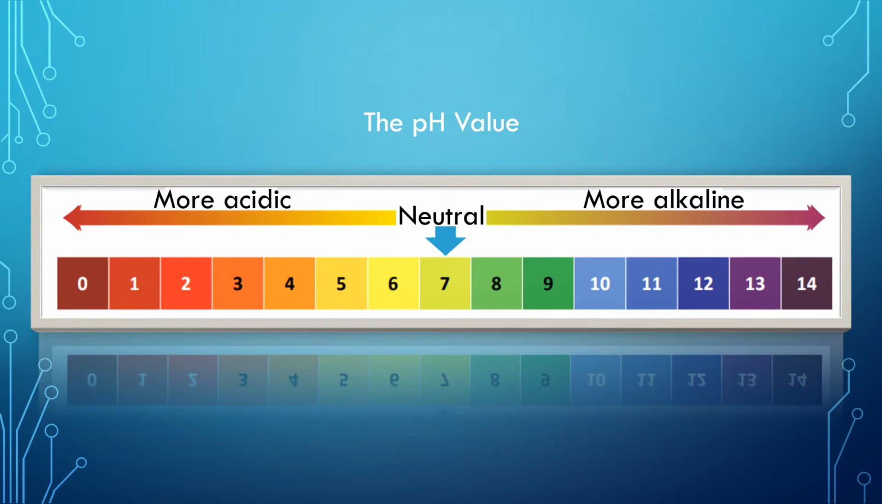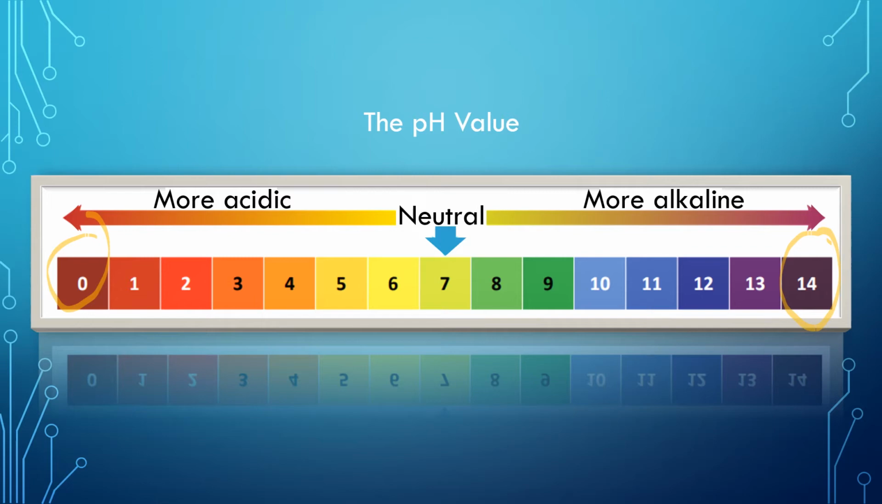Okay, to know pH value, we start with pH scale. So this is pH scale. The pH scale ranges from 0 to 14. The lowest value is 0 and the highest value is 14. This pH scale is used to show the acidity and alkalinity of an aqueous solution.